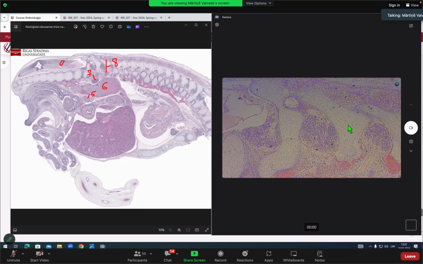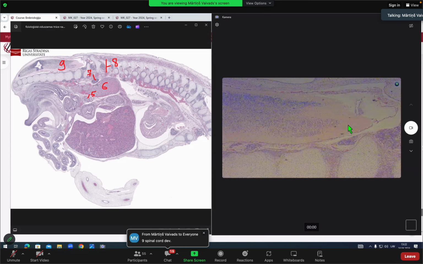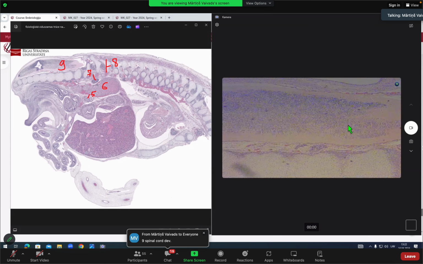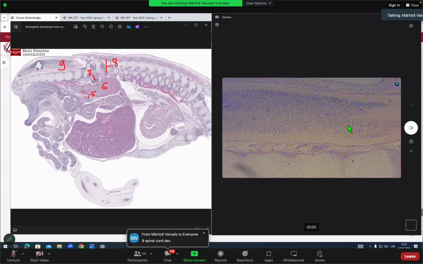What's special here, you might have the spinal cord. So spinal cord development also. If we move to the side here, you will see the developing spinal cord also. So spinal cord development.